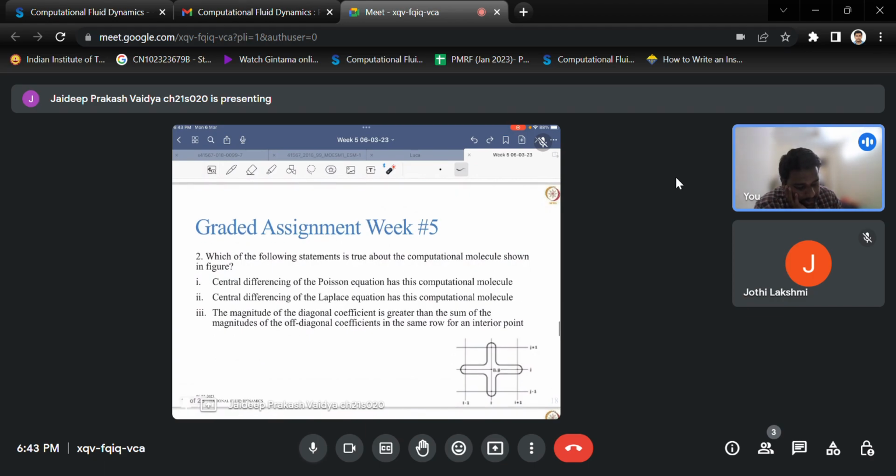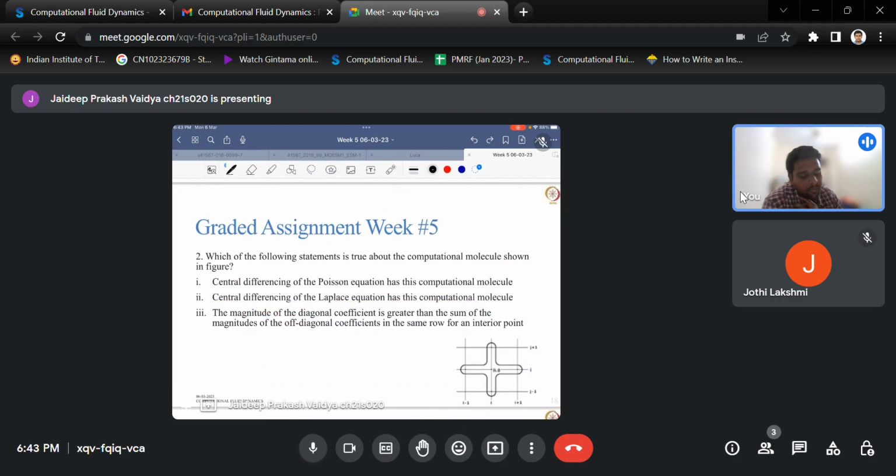Moving to the next question. Which of the following statements is true about the computational molecule shown in the figure? And this figure is being shown here for this question. We are asking whether the central differencing of the Poisson equation has this computational molecule, or whether central differencing of the Laplace equation has this computational molecule.